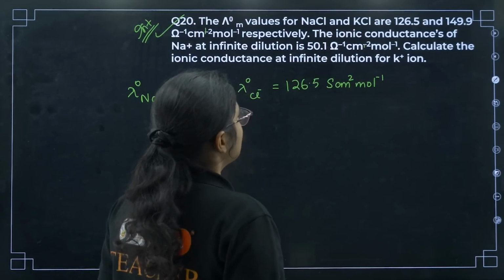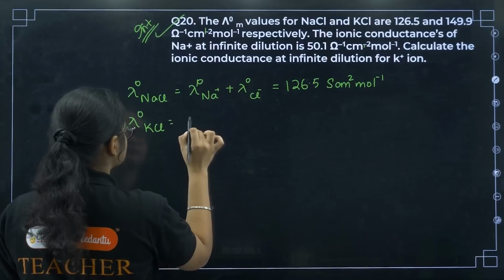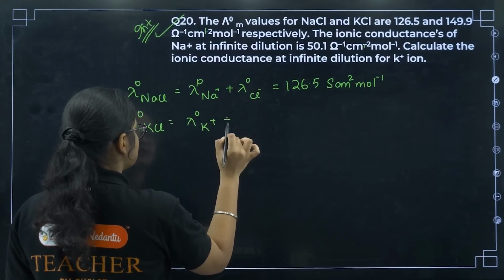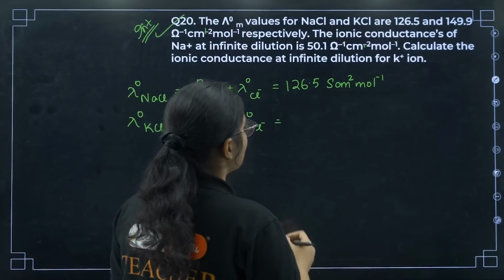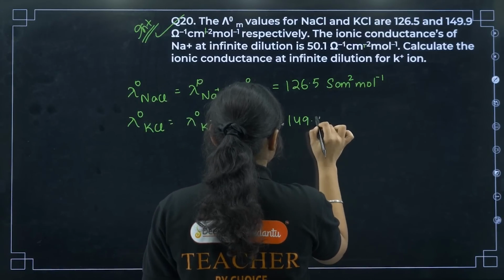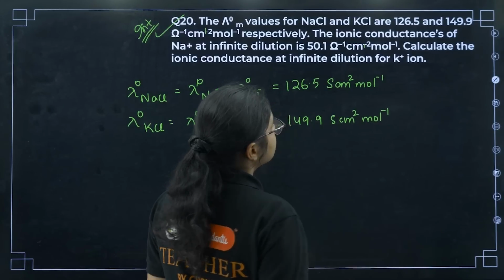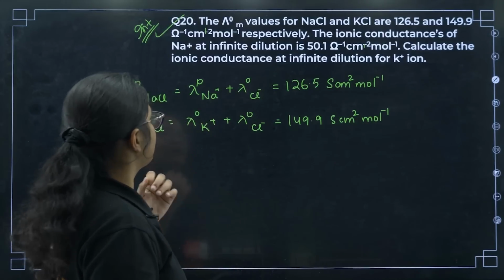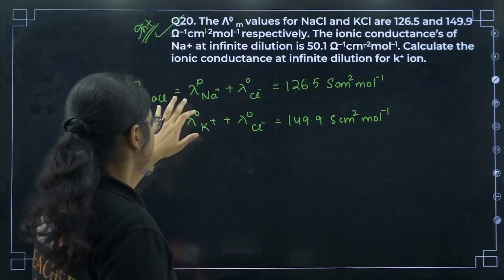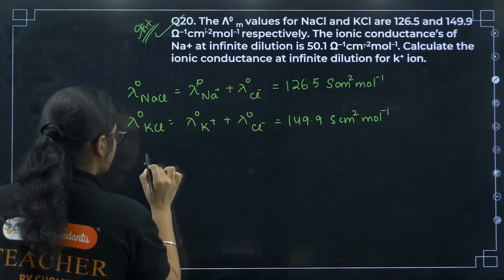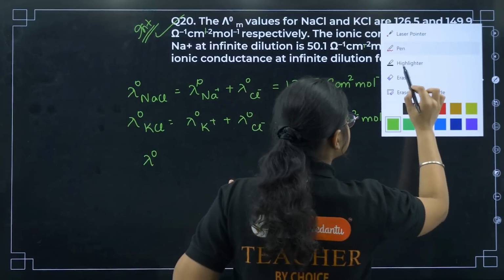Next, I have also for KCl, that is lambda of K plus lambda of Cl minus is equal to 149.9 S centimeter square mole inverse. Now the ionic conductance of Na plus at infinite dilution is 50.1. So from here, can I calculate the molar conductivity of Cl minus? So I will use this one.